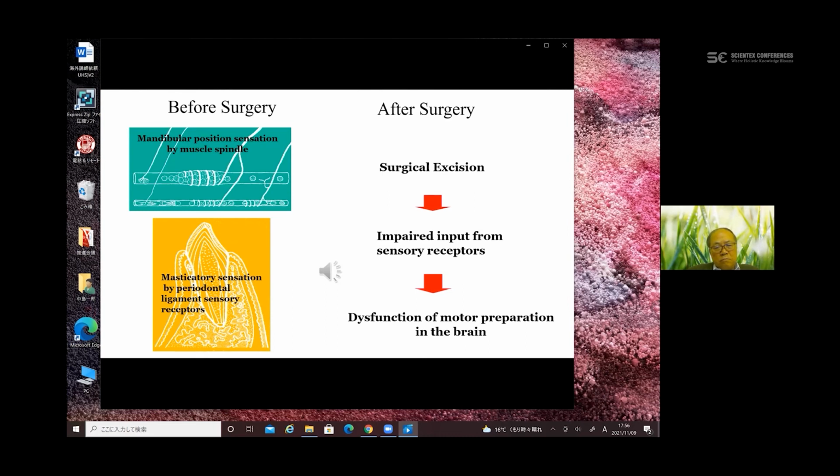In patients with oral cancers, sensory receptors such as muscle spindles and periodontal ligament are removed as the tumor in the jawbone is removed. Therefore, the necessary sensory input to the brain is impaired for the manifestation of voluntary jaw movement. As a result, it has been shown that voluntary movement preparation dysfunction may occur.